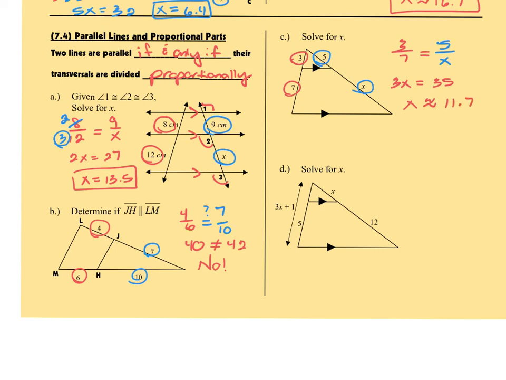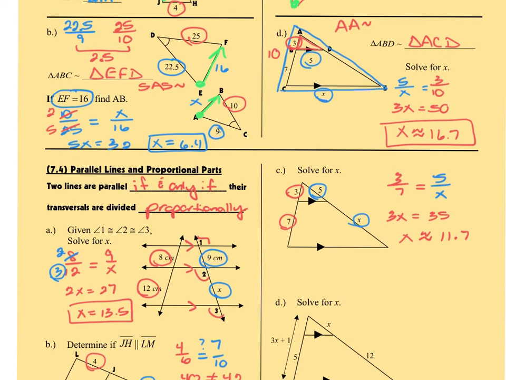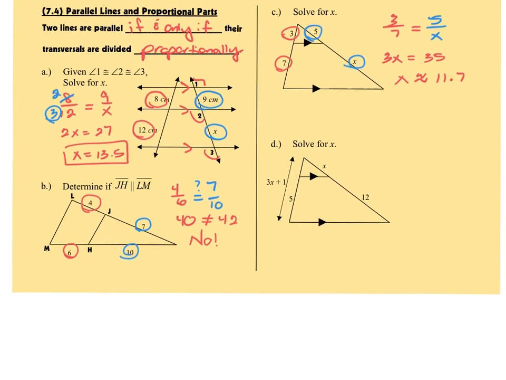Now we can cross multiply and get 3x equals 35, or x is approximately, since it's not a terminating decimal, 11.7. I do want you to take some time to do some comparison of these two examples right here and make sure that you can easily recognize the difference in those markings.